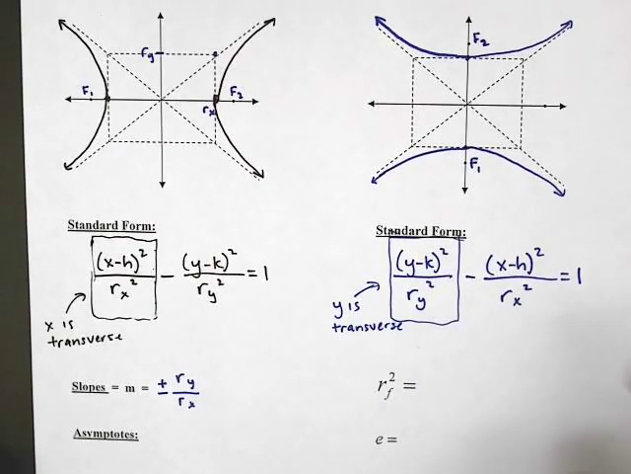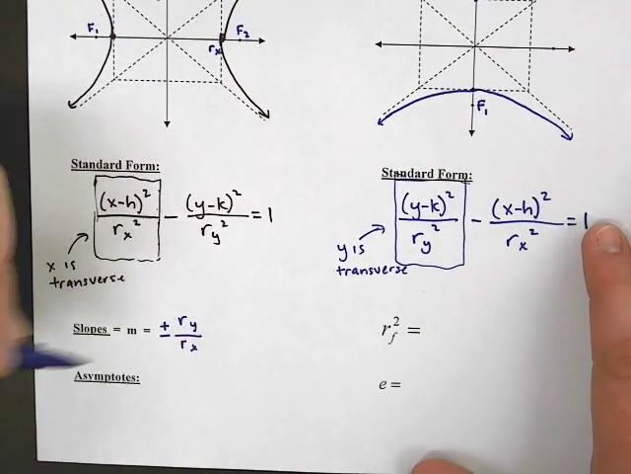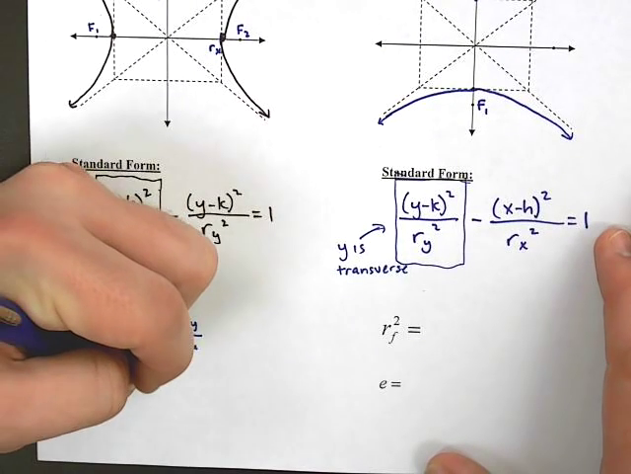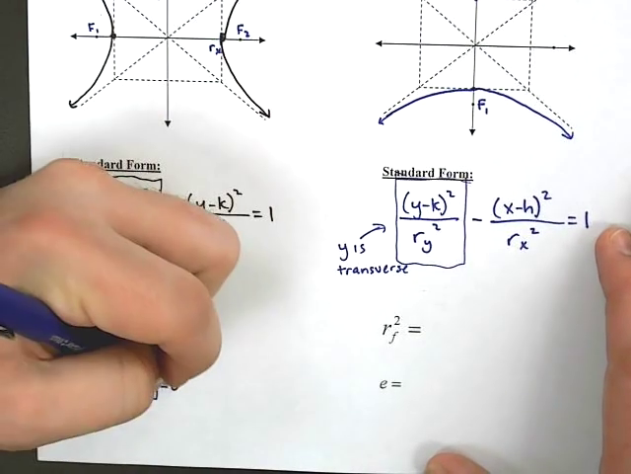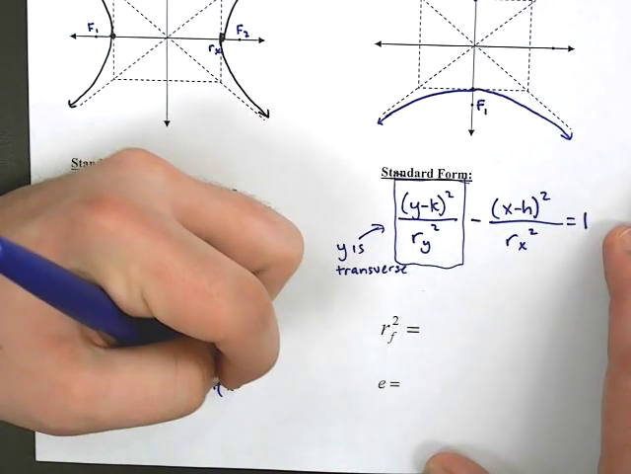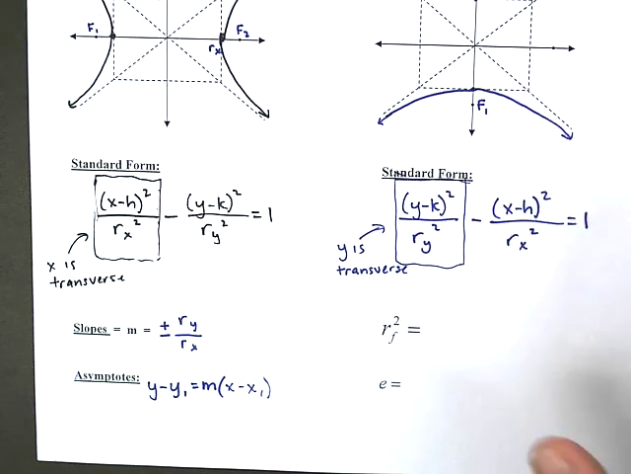For the asymptotes, there's not like a surefire way to do this. You're going to have to use point slope form. Okay, so you're going to have to use y minus y1 equals m times x minus x1. Alright, and we'll see that in a little bit.